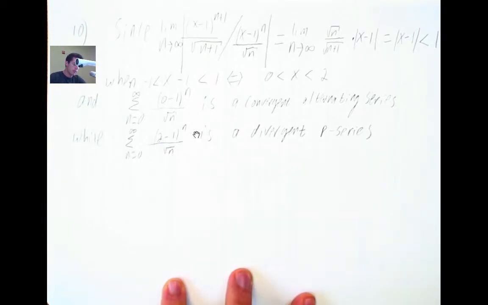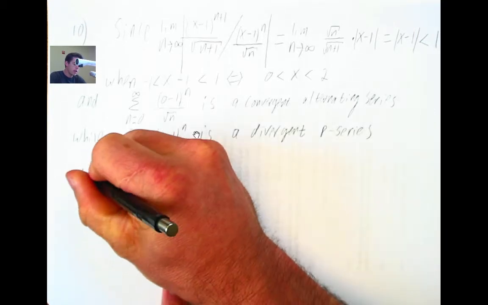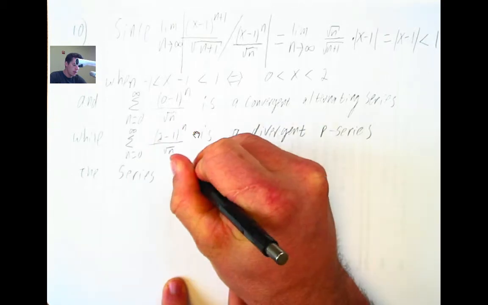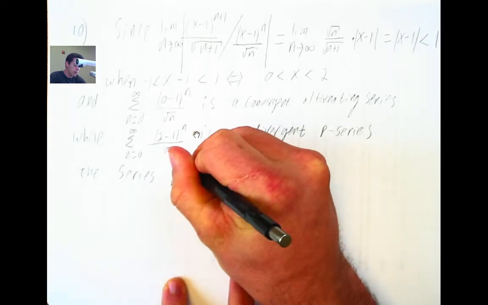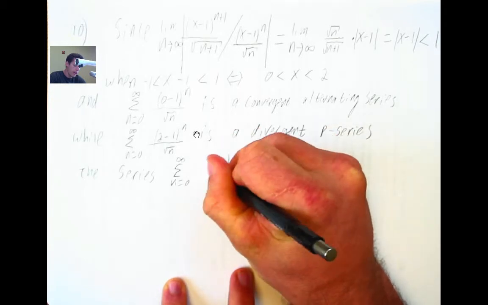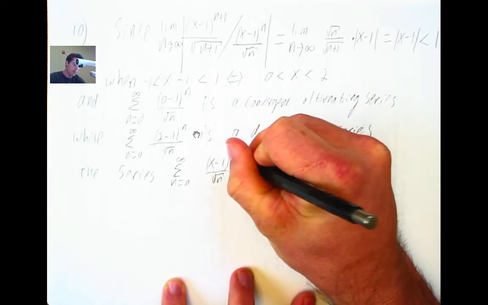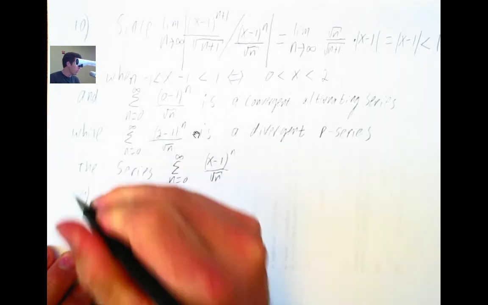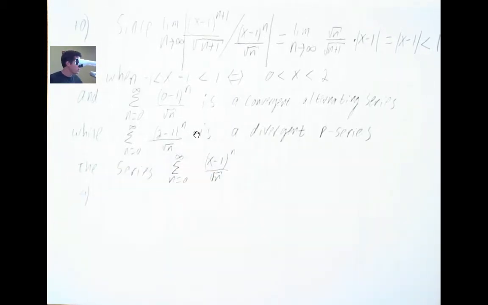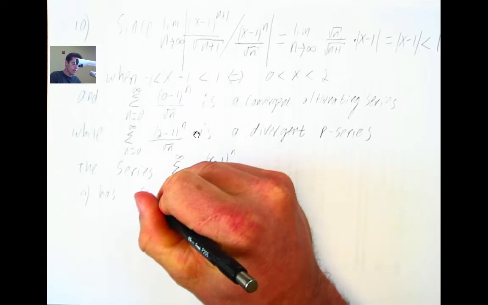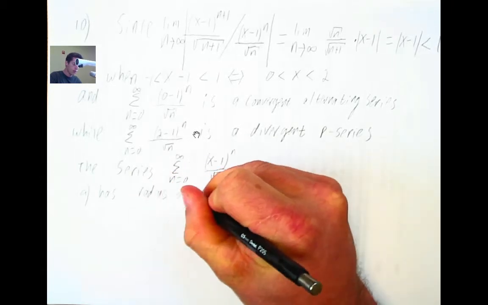Putting all of this together, I can talk about the series, the sum n equals 0 to infinity of (x minus 1) to the nth power over square root of n. And I can say a variety of things, all the things that are requested. First off, find the series radius and interval of convergence. Has radius of convergence.